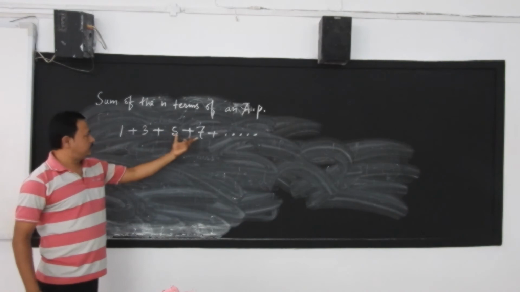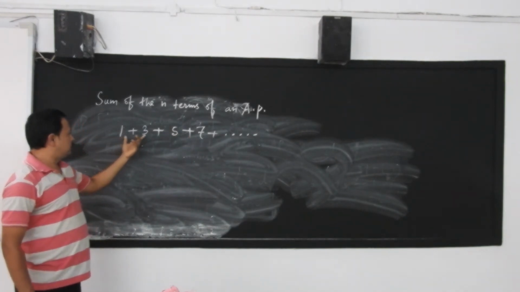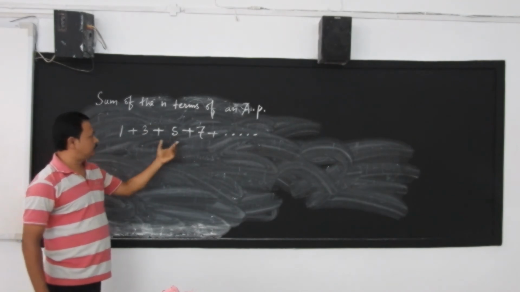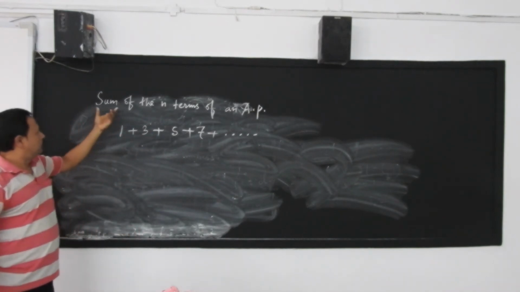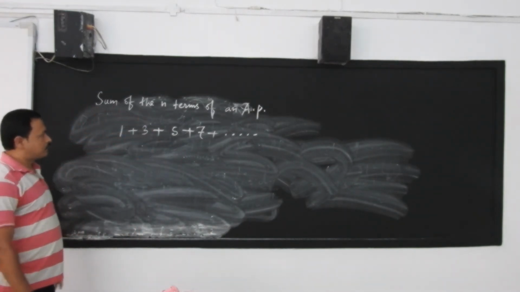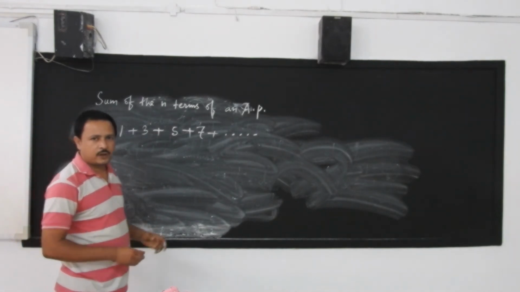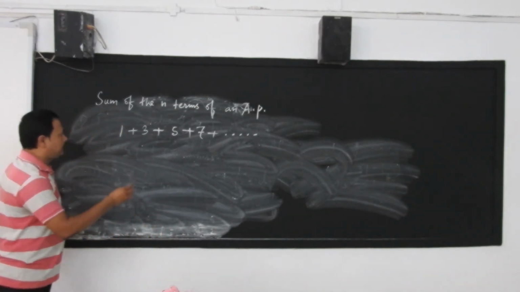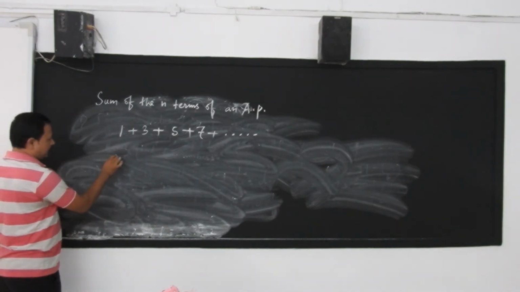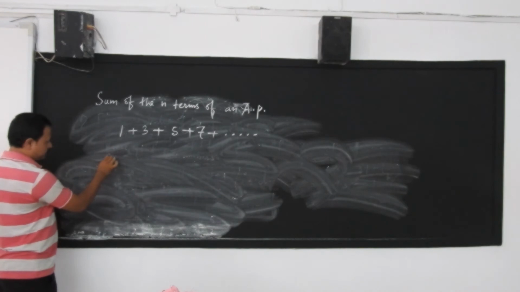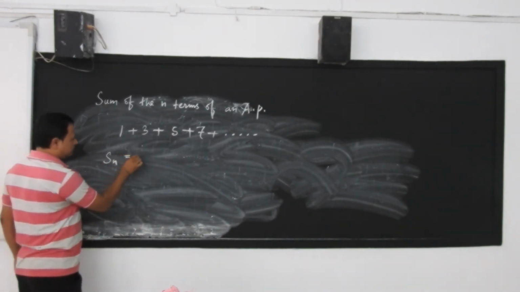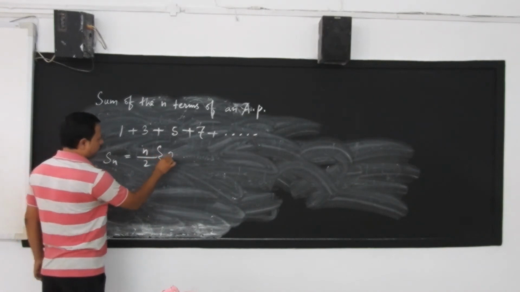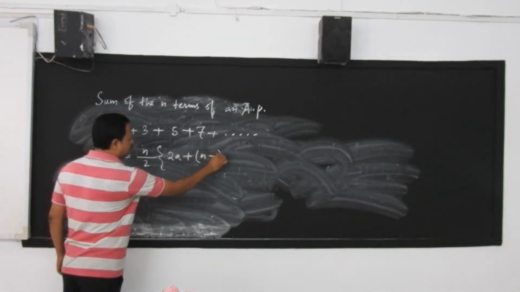Here see, the sequence of these numbers is in AP, because 3 minus 1 is 2, 5 minus 3 is 2, 7 minus 5 is 2. The common differences are the same. That's why the numbers are in AP. Now, there is a formula to find the sum of n terms of an AP. If the first term is a, then Sn, the sum of n terms, is equal to n by 2 into (2a plus (n minus 1) into d).